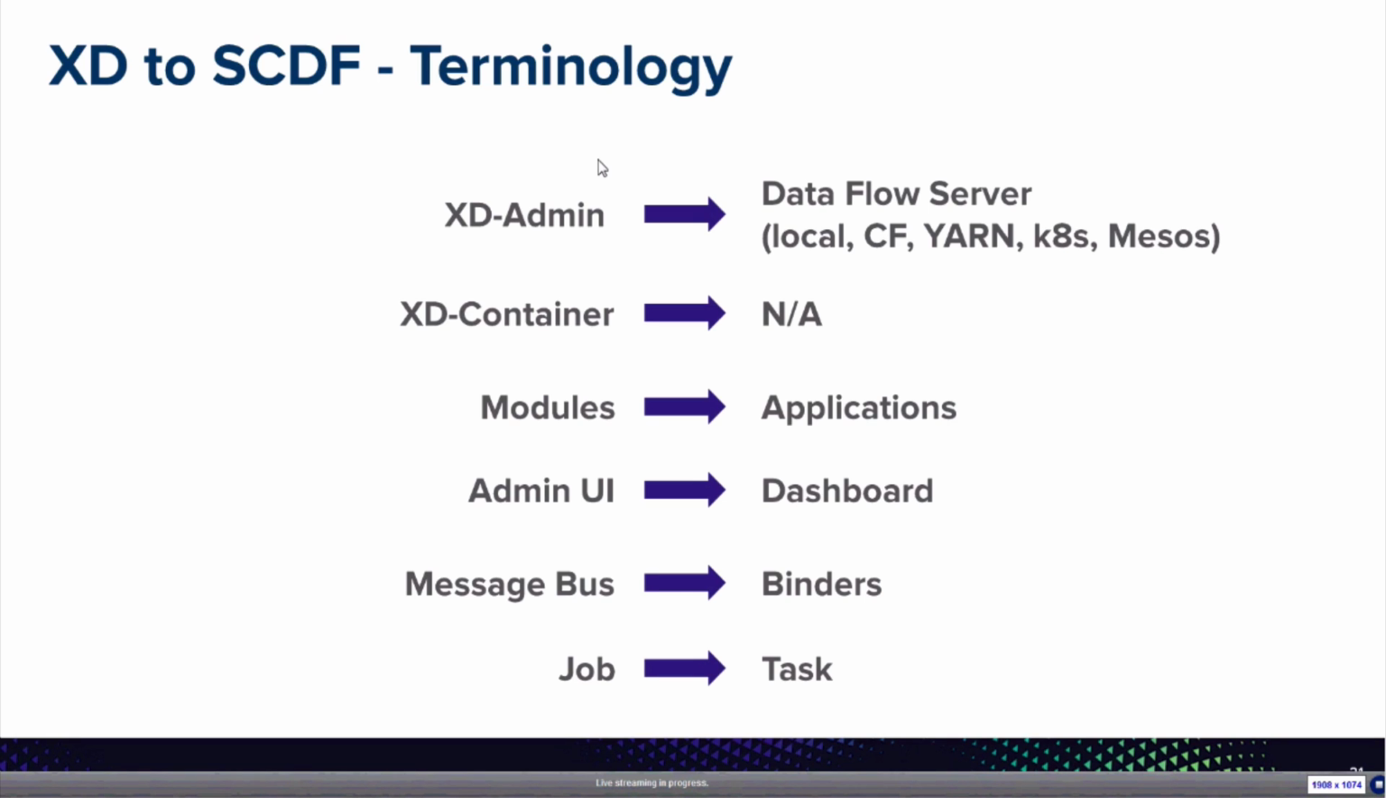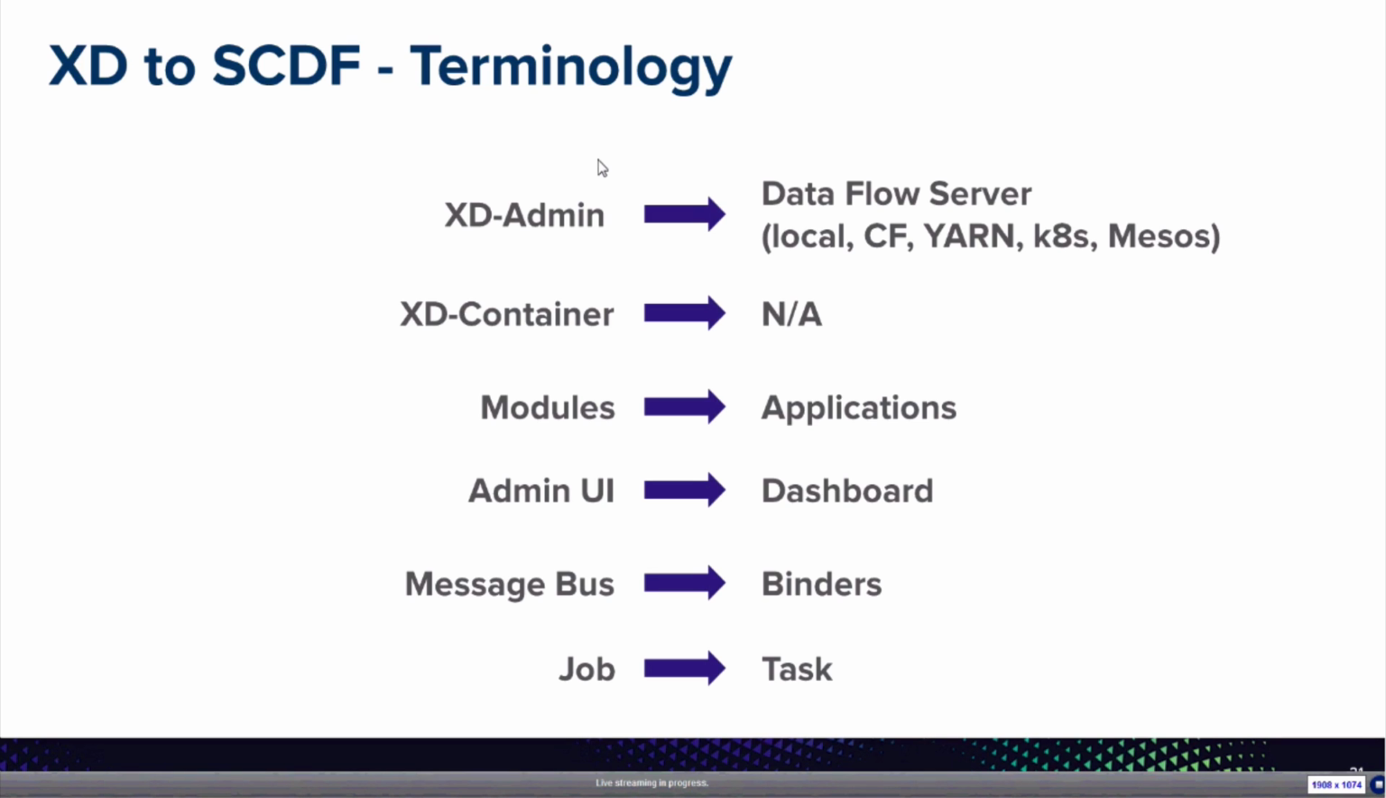We removed the whole concept of the container, so it doesn't exist. What we called modules, now we call applications because they are standalone. You could just execute them with Java -jar. The admin UI is basically the same in a way, but we emphasize it more as a dashboard now. And the different types of middleware you use, we referred to as a message bus in XD. Now with the Spring Cloud Stream model, they're really the binder implementation that's used to bind to the particular middleware. And we've opened up the name of a job to be the more generic task terminology.